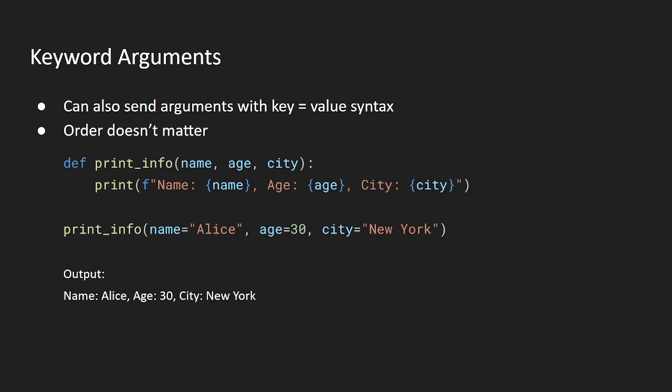Keyword arguments. This is if you want to be more express or direct in how you call functions, or if it's actually necessary in certain cases, if you want to send some arguments in a different order. So the order doesn't matter. You just do name equals Alice instead of just putting Alice. And age equals 30 could have been the third argument passed in, and it still would have been fine, because you're expressly stating what the argument is.